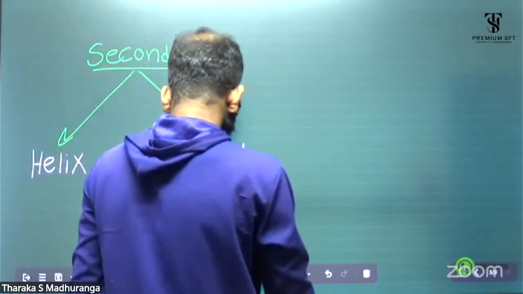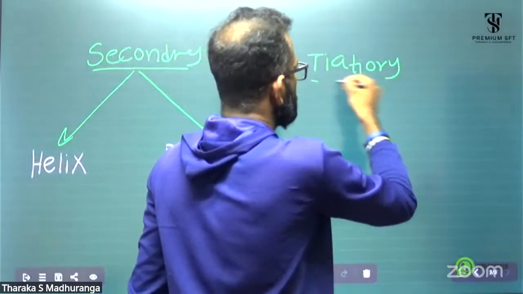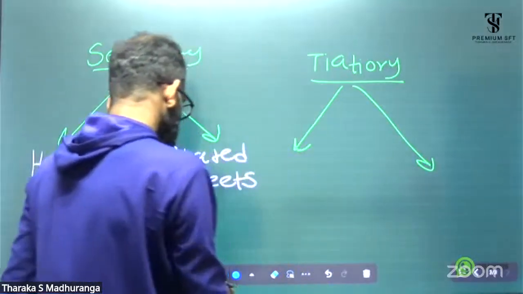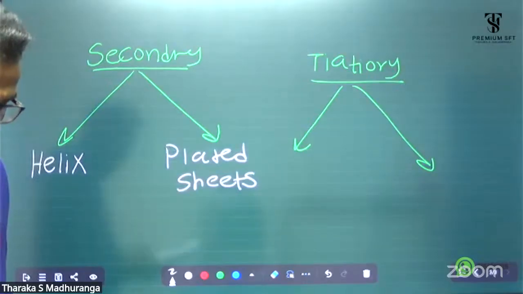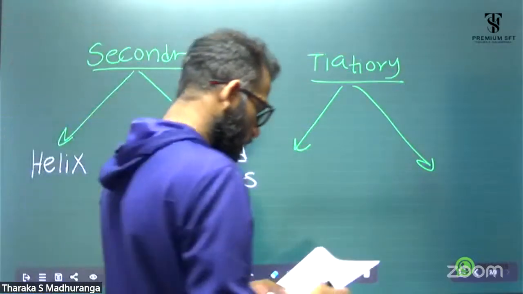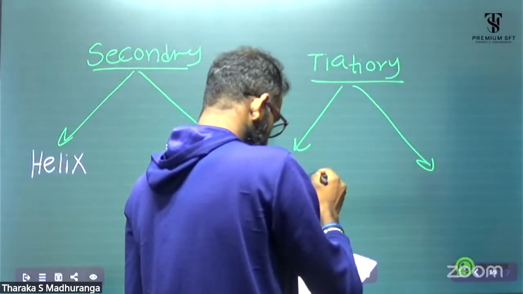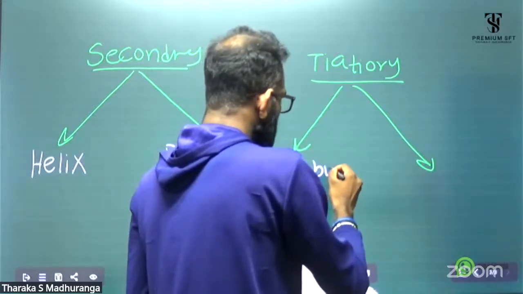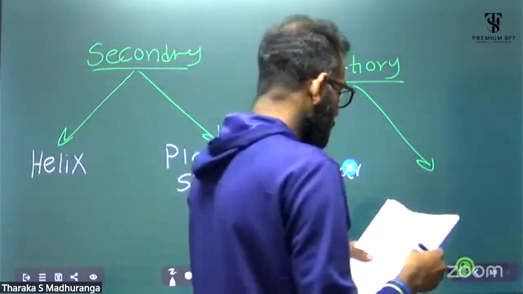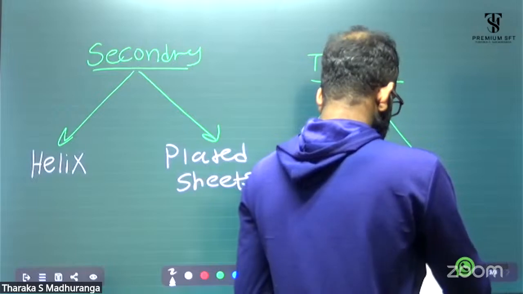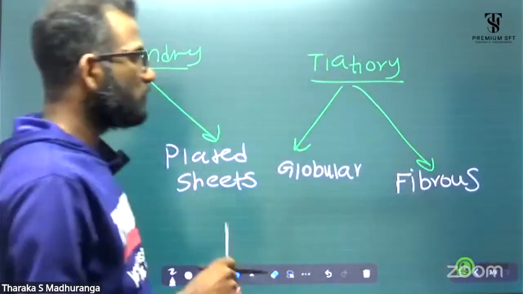In the tertiary structure, 3D shape means tertiary structure. It is mainly two types. The first one is the globular shape. Is it given in the tube? Yes. Please highlight this point on the tube. Globular shape and fibrous shape.